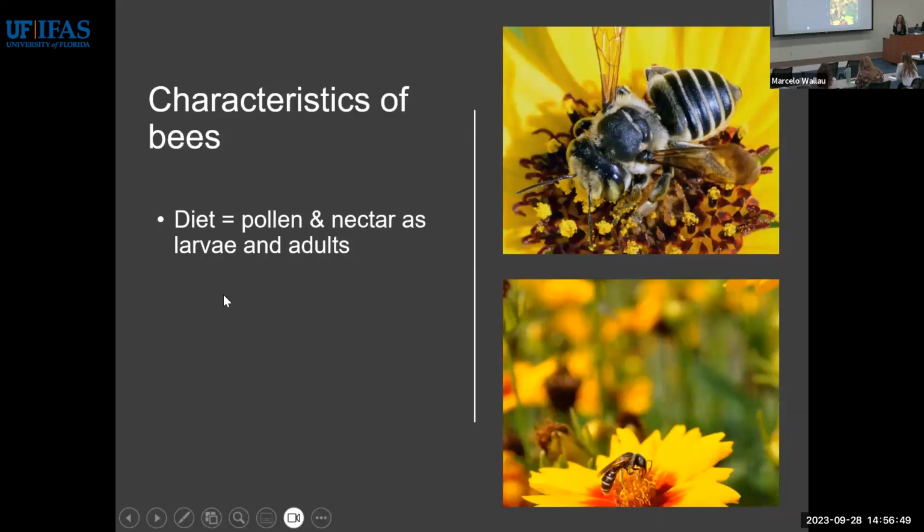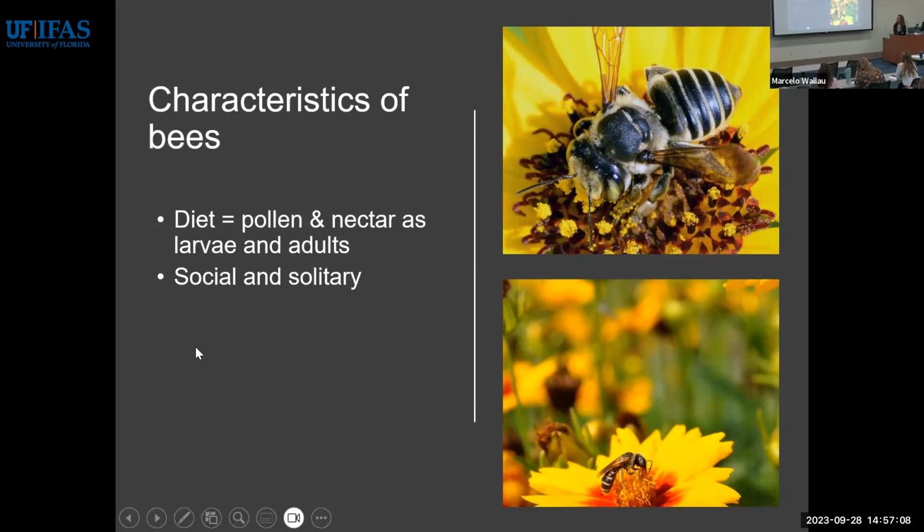Some exceptions would be honeybees. You'll occasionally see them sipping sugar from a fruit that has the skin kind of exposed. But for the most part, across the board, they eat pollen and nectar for their entire lifespan. I'll talk a little bit more about this in a minute, but we have both social and solitary bees, which is really important to keep in mind.